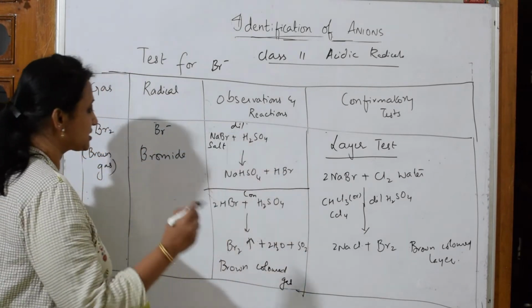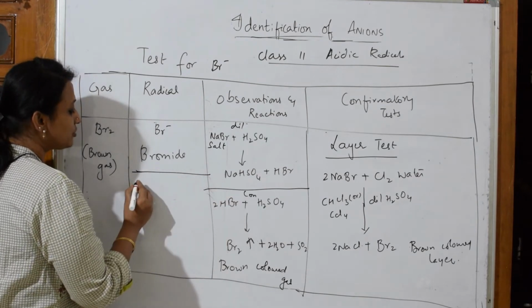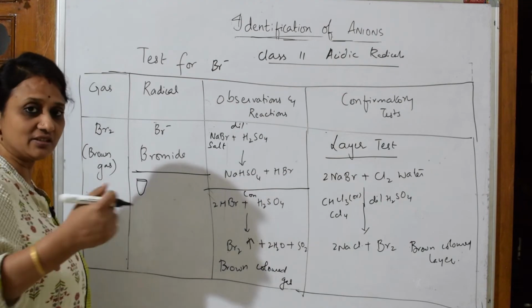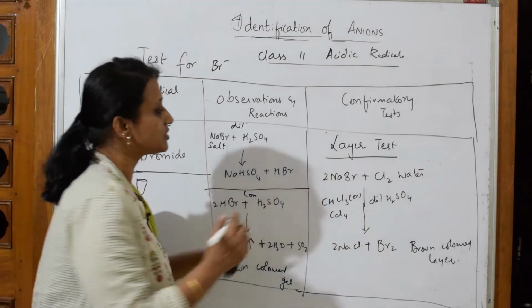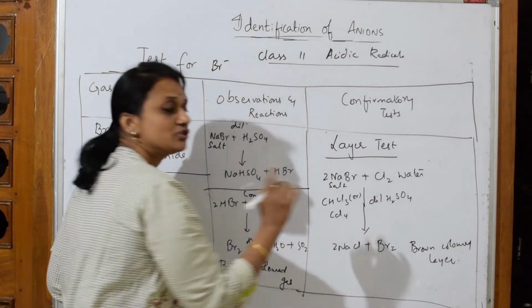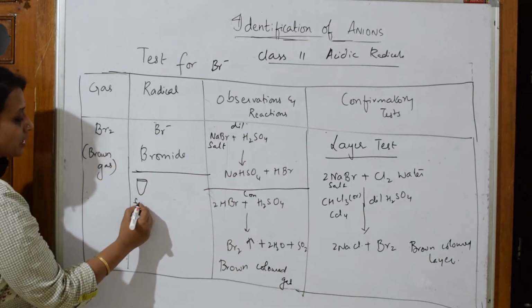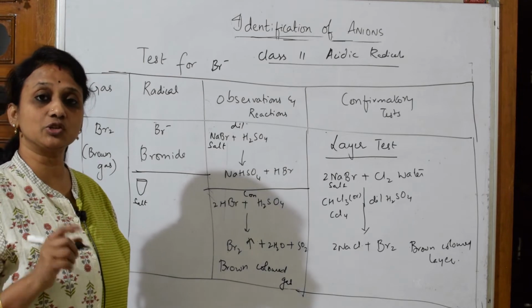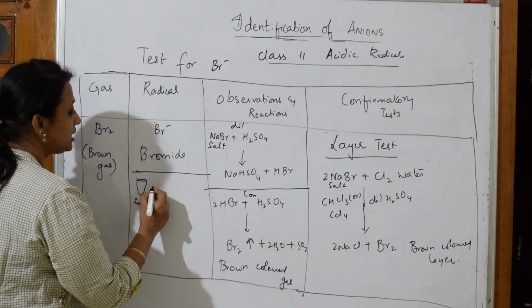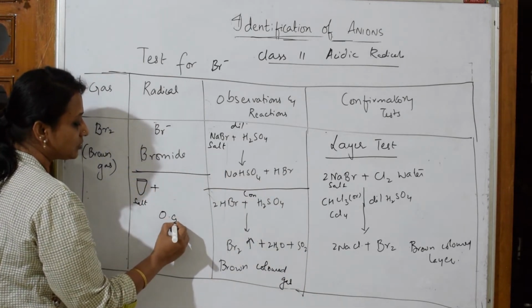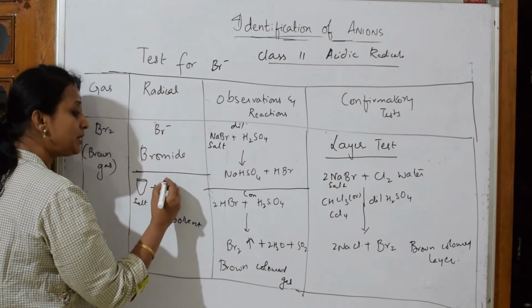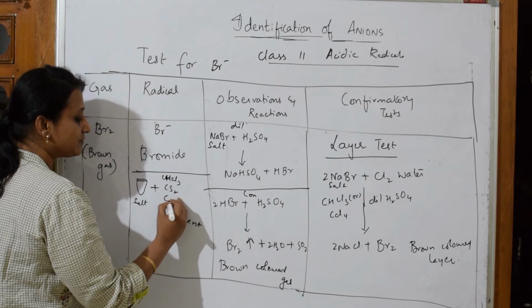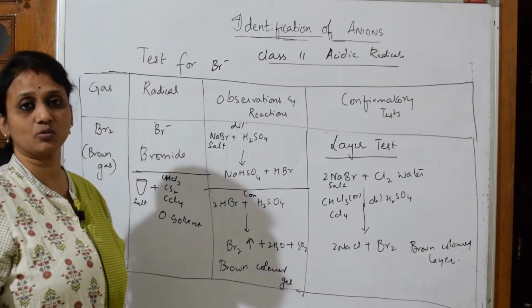First, for the layer test, step 1, you're going to take your test tube, dry the test tube, and first add the salt which is given to you. You're going to add a pinch of salt. Just see the procedure. After you add the salt, you're going to add an organic solvent to this test tube. So what is an organic solvent? Organic solvent can be chloroform, carbon disulfide, or carbon tetrachloride.